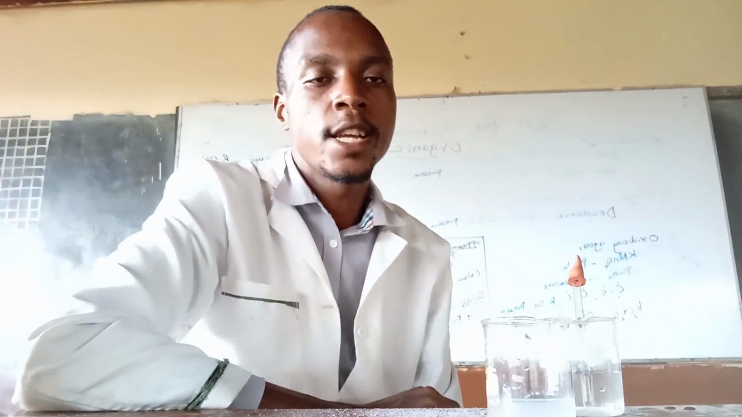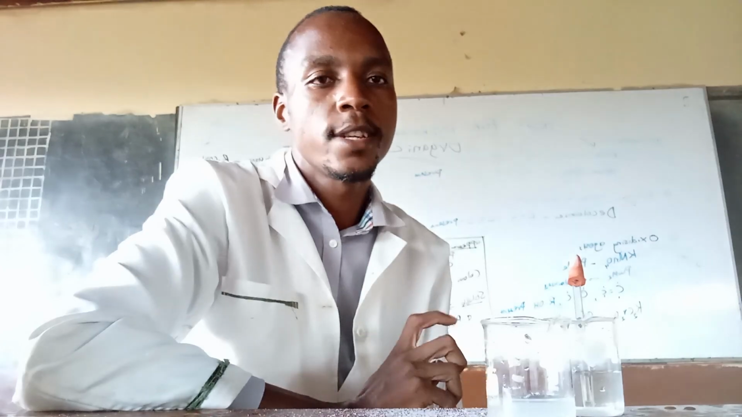Always remember, if barium nitrate turns white, it tests for sulfates, sulfites, and carbonates. But if you are using acidified barium nitrate and it turns white, sulfate ions only are present. Should you be asked to add both the barium nitrate and acid, then you are acidifying the barium nitrate, and if it remains white, then that is sulfate ions present only.